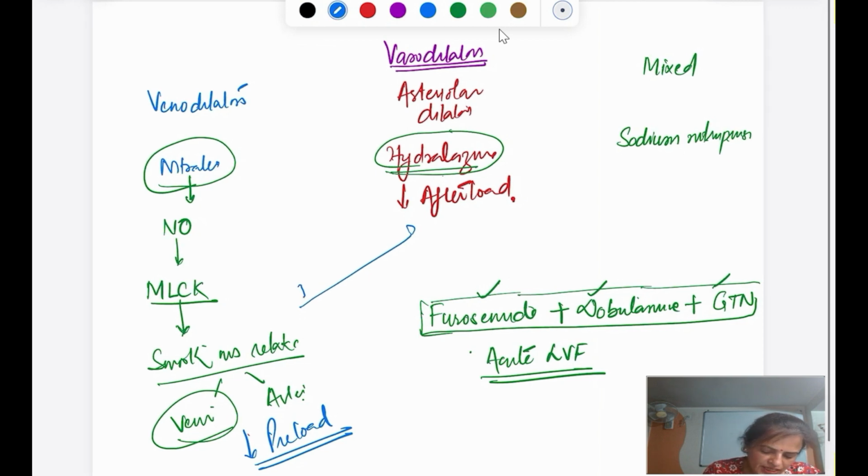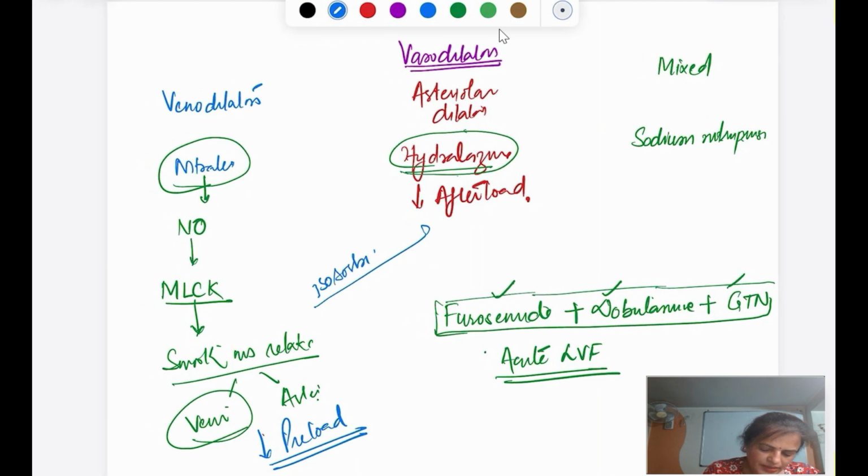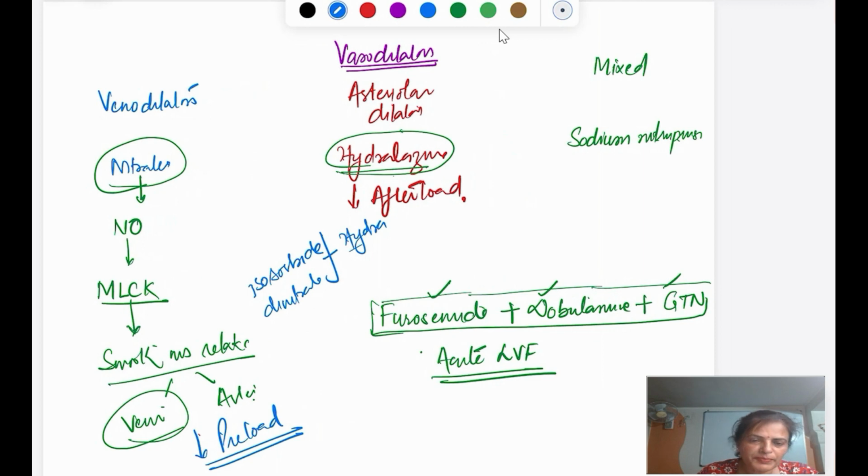Which combination? Isosorbide dinitrate. With this we are giving hydralazine. This also improves the survival of the patient.